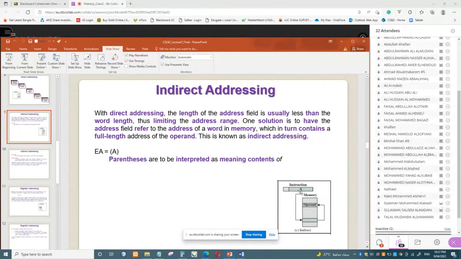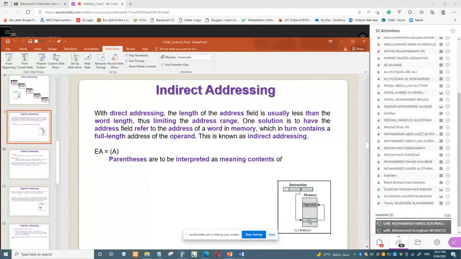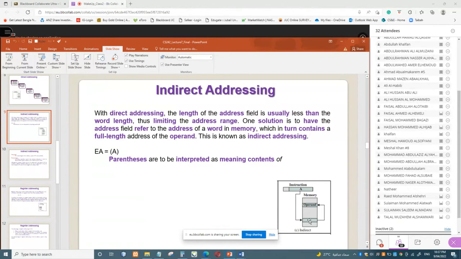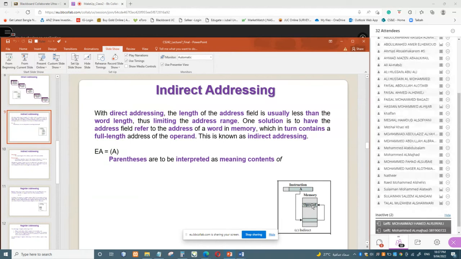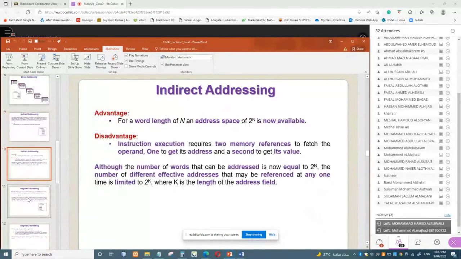Remember, the address which is given in your instruction is just the address of a memory location, where that memory location contains the address of the memory location that contains your operand. Are you understanding? Yes, clear. So that's indirect addressing.